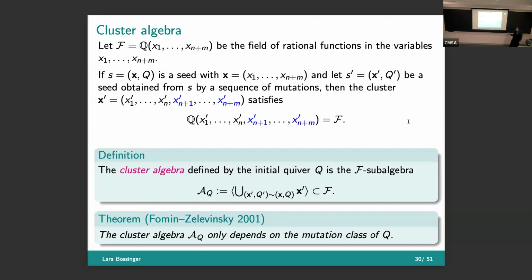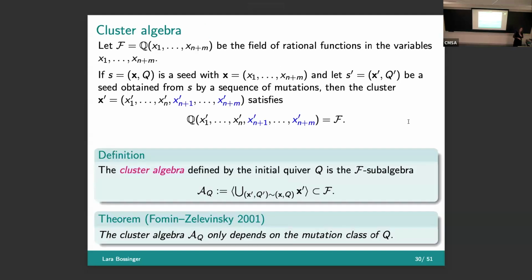And there's a result, one of the first results in the first paper by Fomin and Zelevinsky, telling me that the cluster algebra does not depend on the quiver I start with, but rather its mutation class. Okay, so if I have the whole pattern of seeds with quivers and cluster variables, it doesn't matter which one I choose to actually generate this, I will always get this.